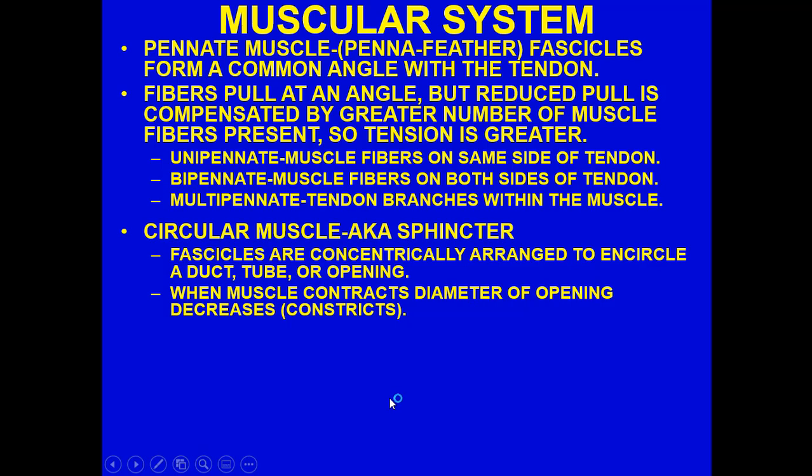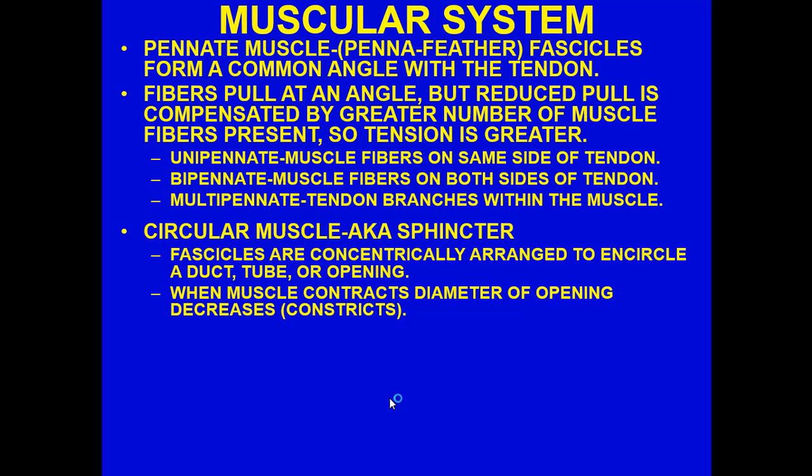Okay? Now, convergent muscles, these are the fascicles, extend over a broad area and converge on a common attachment site. When we talk about pennate muscles, penna is another term that means feather. So the fascicles form a common angle with the tendon. So it's sort of like, whenever you look at a feather, you have that central shaft, and off of it come the fine parts of the feather, okay? All of what they would call the rays or the fluff. Now, fibers pull at this angle, but the reduced pull is compensated by the greater number of muscle fibers present, so the tension's greater. Now, you need to know the three types: unipennate, bipennate, multipennate.